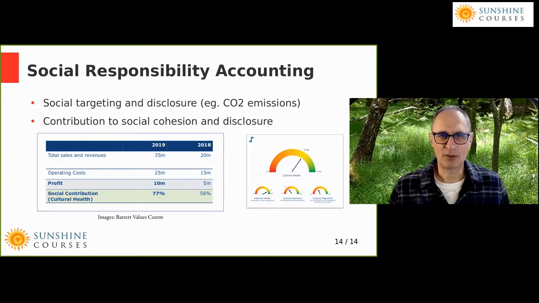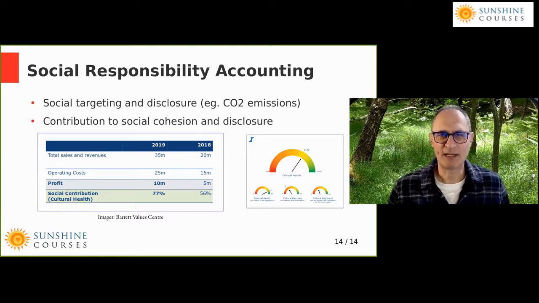So in this particular example, this is the Barrett Values Centre, and they've got this really clever measuring tool where they go through to a company and they get you to fill in the values that you carry out, firstly, the values that you aspire to, and then the values that they actually see in practice in your trading. It's quite a simple process. It's also quite inspiring because it makes you think about what are the values that we run within our business. And it gives you ultimately this sense of cultural health in their terms, or in my terms, contribution to social cohesion. And it's measured in terms of a percentage.